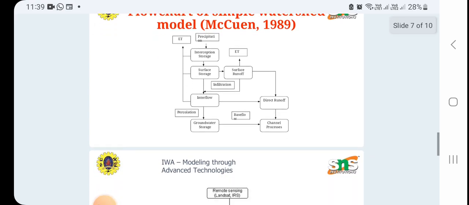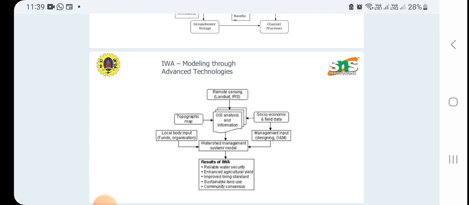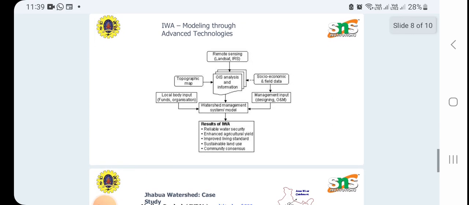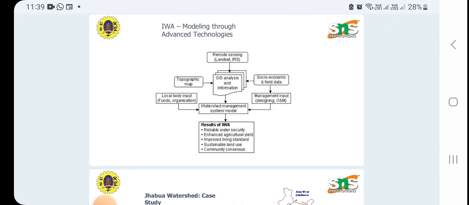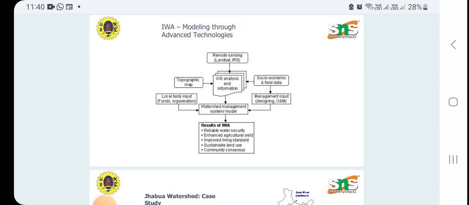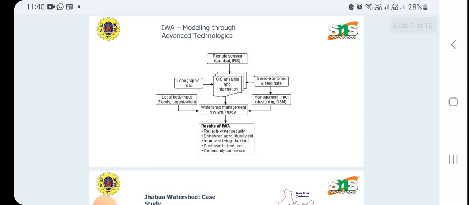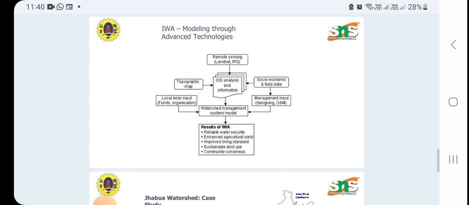simplest watershed management model. Now we'll see the integration of GIS as well as remote sensing in integrated water resource management. First we have to acquire the data from remote sensing, Landsat and the Indian Space Research Organization. We will collect the topographic map of all the study areas, and GIS analysis and information are carried out. We have to see the socio-economic as well as field data collected from the study area or study demography. And management input, we have to design. We have to consider the design period and operation and maintenance of the particular integrated water resource management model.